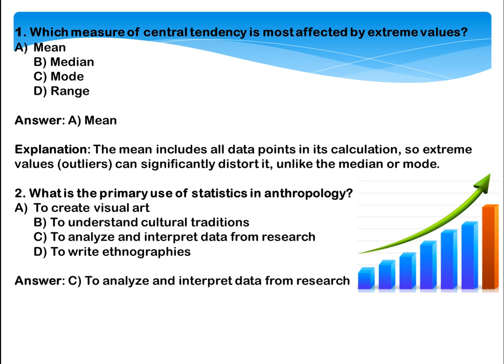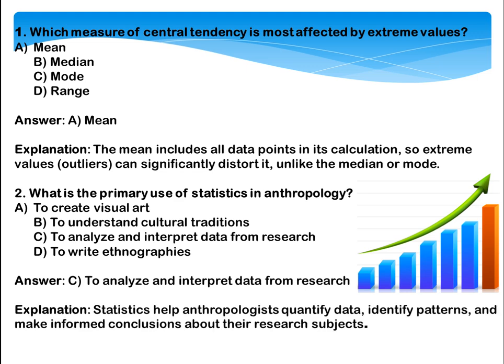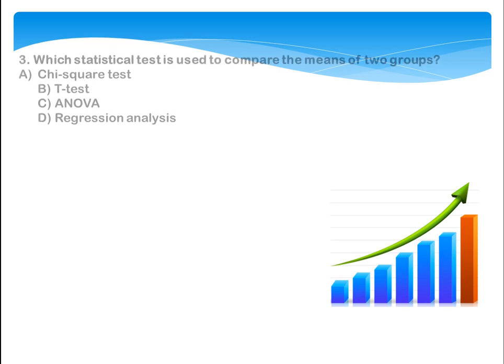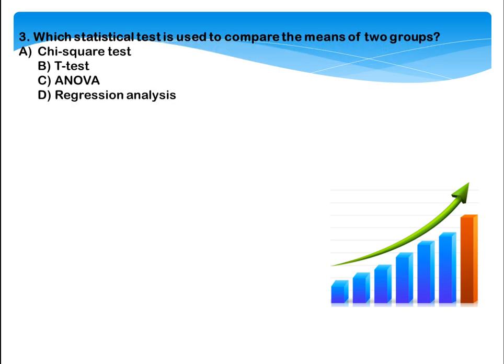Answer C. To analyze and interpret data from research. Explanation. Statistics help anthropologists quantify data, identify patterns, and make informed conclusions about their research subjects. 3. Which statistical test is used to compare the means of two groups? A. Chi-square test. B. T-test. C. ANOVA.